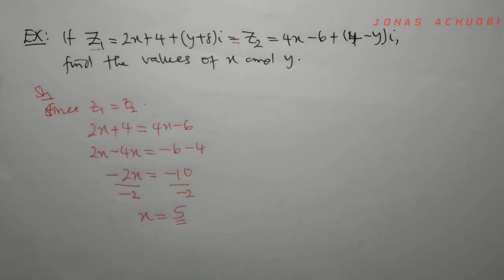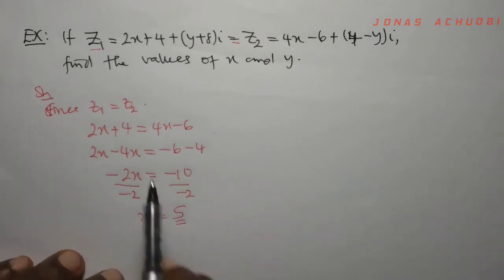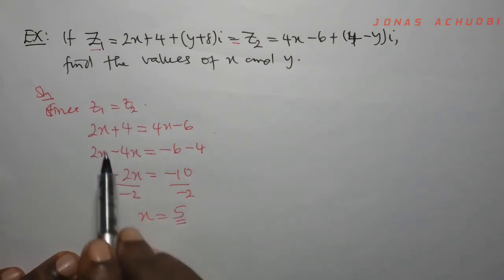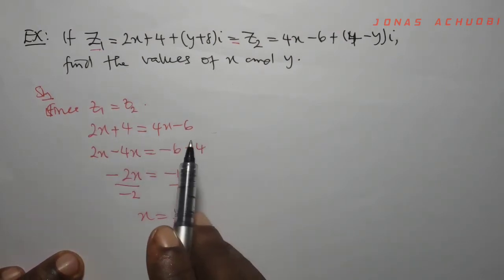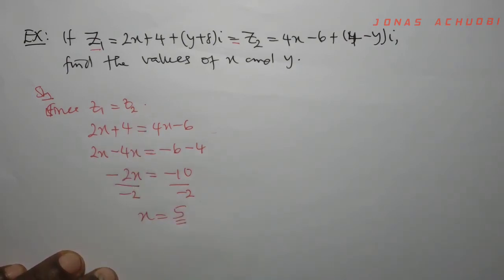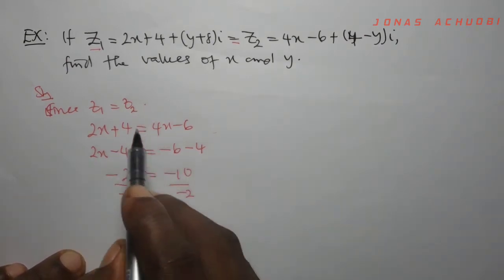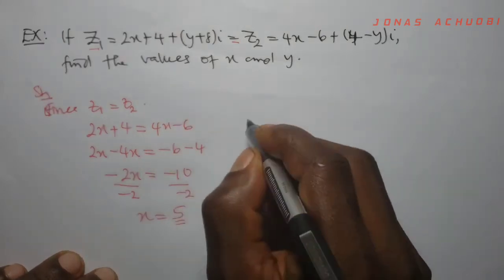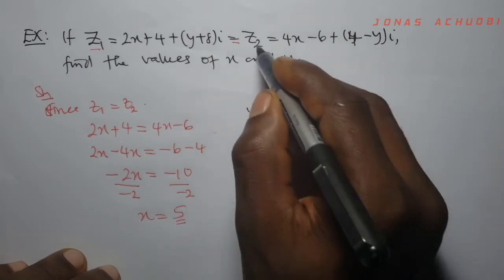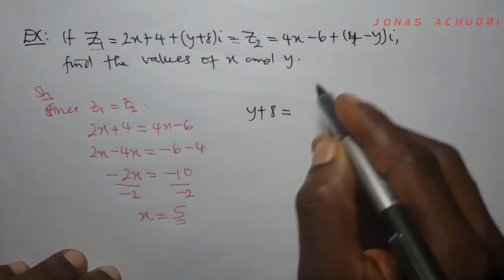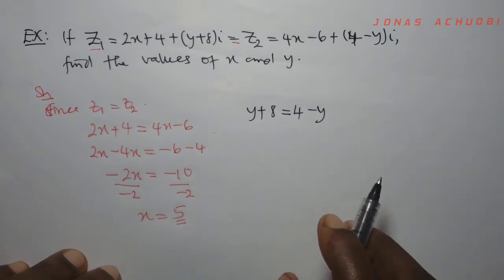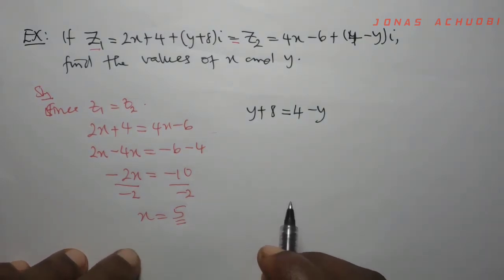We now proceed also to find the value of y. Since z1 and z2 are equal, the real parts are equal. Also, since z1 and z2 are equal, they must also have equal imaginary parts. That is to say, the imaginary part of z1, which is y plus 8, must be the same as the imaginary part of z2, which is 4 minus y. Again, we have a linear equation in y, which we shall solve.